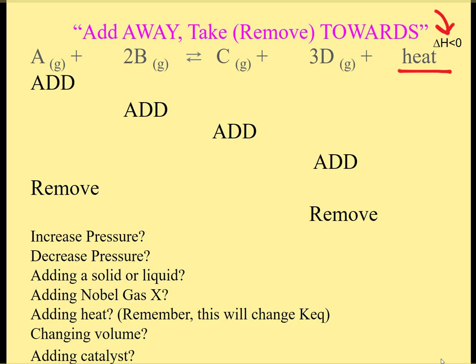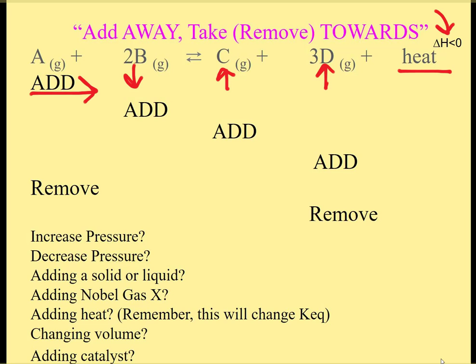So let's say this is at equilibrium and I add more of component A. Well, what that is going to do is cause more collisions between A and B, and so you are going to get an overall shift towards the products. So it's going to decrease on this side, and this side is going to increase, and overall it's going to shift away. So add away.